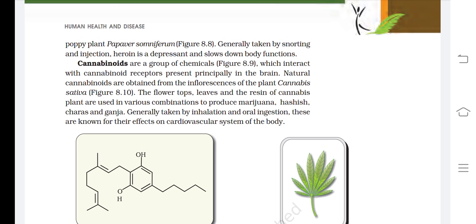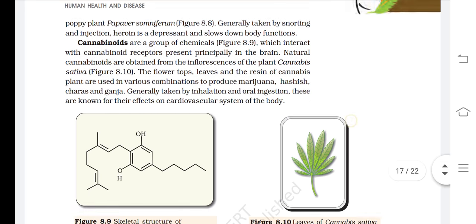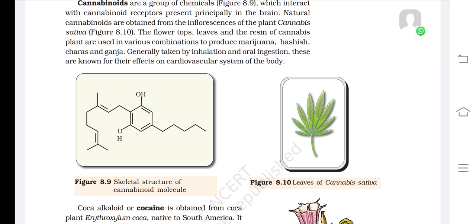Cannabinoids are a group of chemicals which interact with cannabinoid receptors present principally in the brain. Natural cannabinoids are obtained from the inflorescence of the plant Cannabis sativa. The flower tops, leaves, and the resin of the cannabis plant are used in various combinations to produce marijuana, hashish, charas, and ganja, generally taken by inhalation and oral ingestion. These are known for their effects on cardiovascular system of the body.